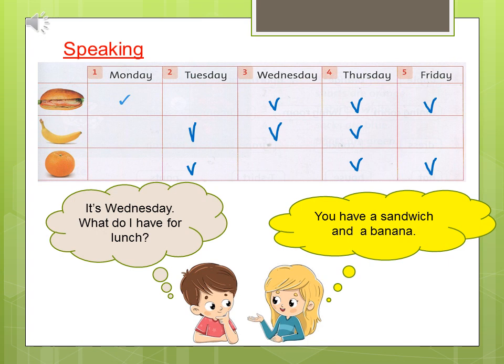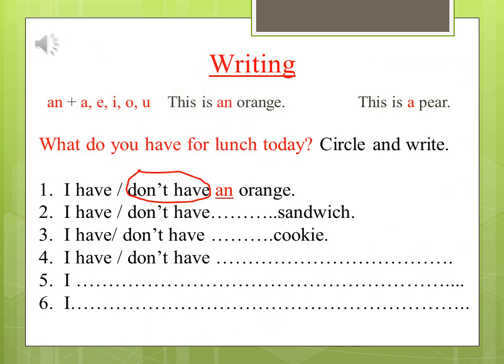Bây giờ các con tạm dừng video lại nhé và thực hành một vài lần cho quen. Sau đó chúng ta hãy qua phần khác các con nhé. Part writing, phần luyện viết. Các con có còn nhớ chúng ta dùng an trước những nguyên âm nào không? À, đó là A, E, I, O, U. Các con nhìn ví dụ nhé.